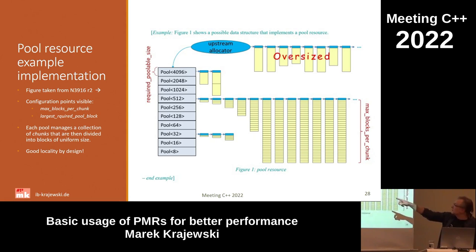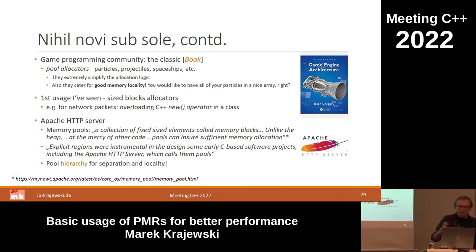First, by required poolable size. It's the old name, largest required pool block. It tells you simply that the largest pool we support is of size 4,000 something, and for larger, oversized pools, you have to go to the upstream allocator. And then the length of the chunk can also be changed. There are some trade-offs for when the length of the chunk should be changed. No time for that. It's much too much material. I'm sorry.